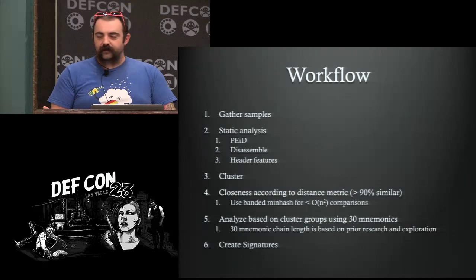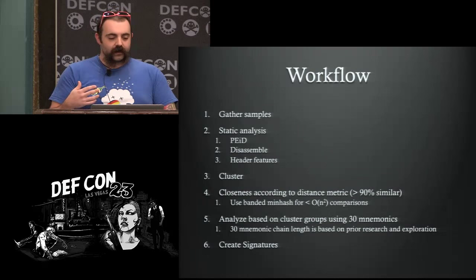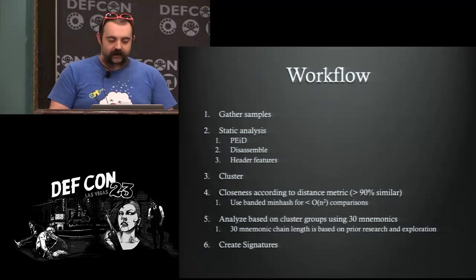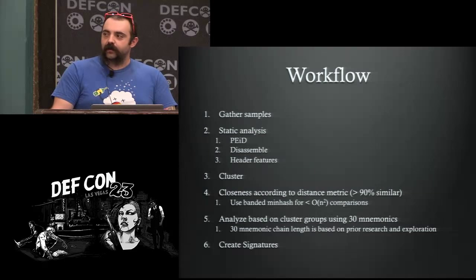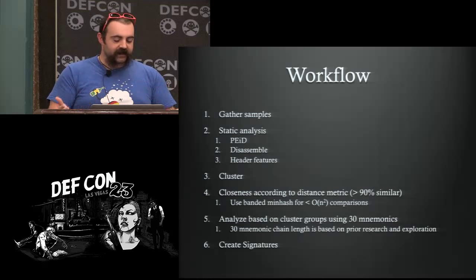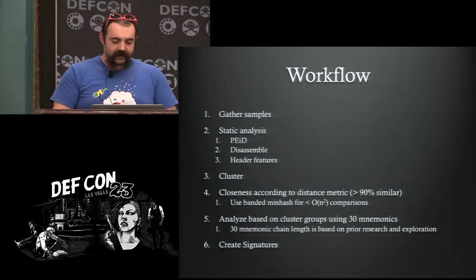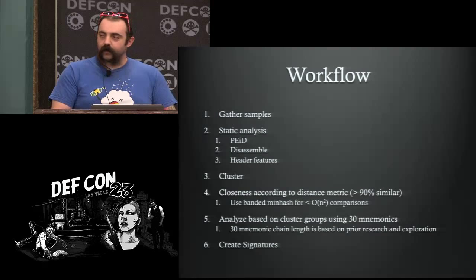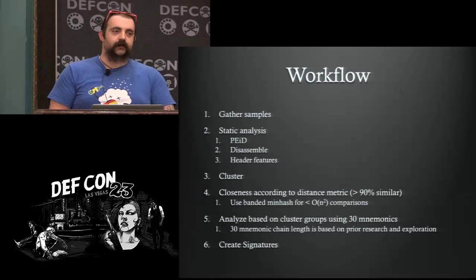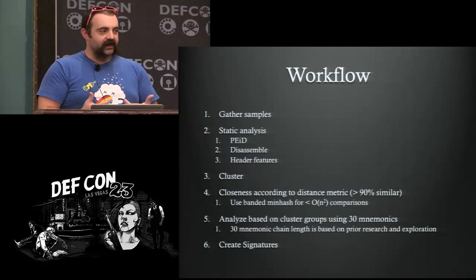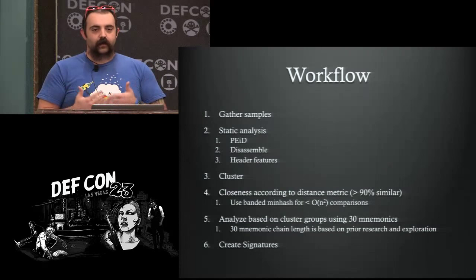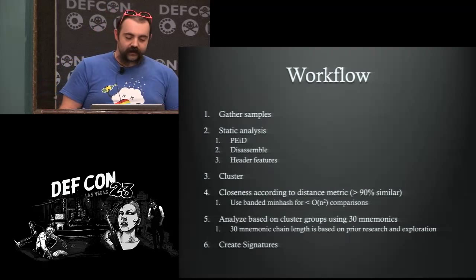Then for every single one of the executables, we're going to disassemble them, because we need the assembly mnemonics. In this case, we wound up using the first 30 assembly mnemonics. We get the header features. We'll talk a little bit about clustering so you can understand which PE files are similar based on these features: assembly mnemonics and the various header features. Then when I ran this across all the data sets, my threshold was 90% similar. I felt that if an executable's signature and a signature I was matching against were not at least 90% similar, that wasn't good enough to call it an actual match.